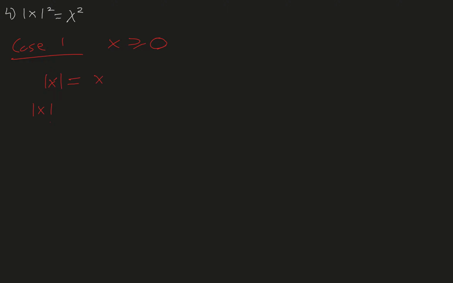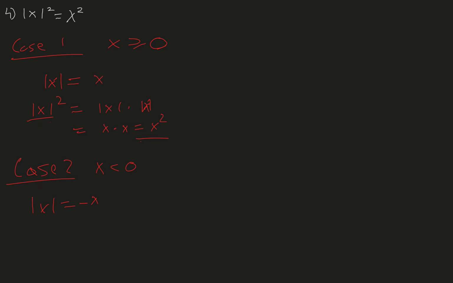So modulus of x square can be written as modulus of x dot modulus of x, which is x dot x, which is equal to x square. So we've just proved modulus of x square equals x square when the thing inside the modulus is positive. And case 2 is when x is less than 0. You get that modulus of x will be negative x. So let me repeat this one more time.